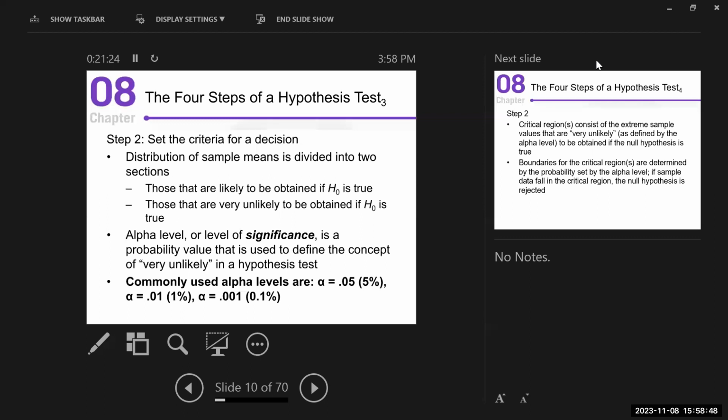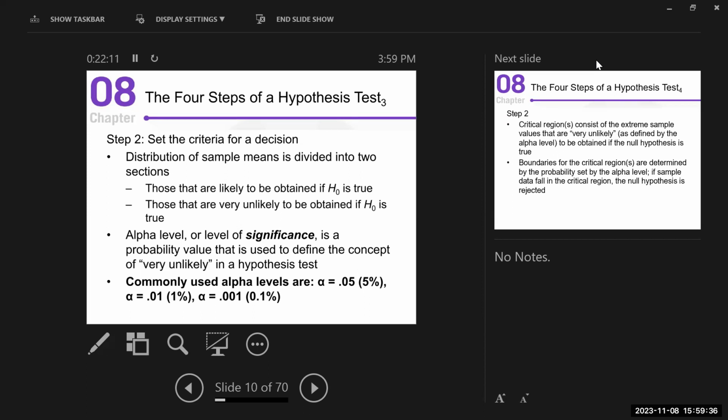The second step, set your criteria. And this is exactly what we just did. So the distribution of the sample mean is divided into two sections: those that are likely to be obtained if the null hypothesis is true, meaning there's no change at all, and those that are very unlikely. If the null hypothesis is true, the sample I get should be in this white region, which means it's likely to be obtained. Those that are very unlikely to be obtained if the null hypothesis is true are out in this critical region.